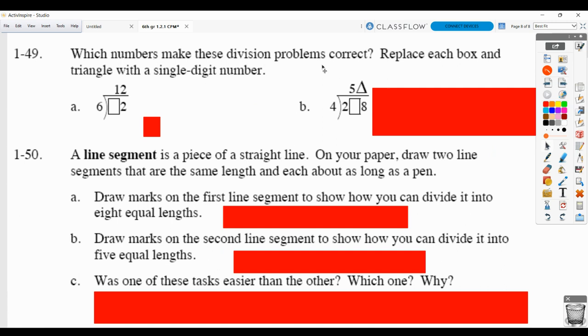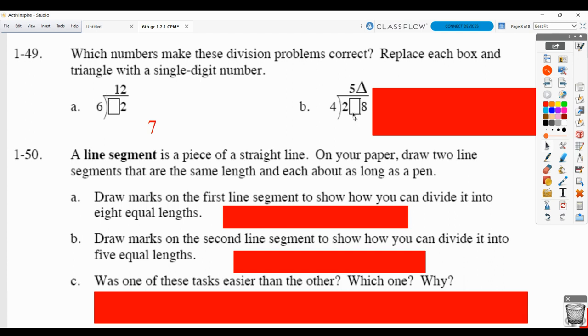Here, which numbers make these division problems correct? And you have to replace each box and triangle with a single-digit number. So the first one is easier. What digit would be in the tens place with a 2 in the ones place, so that if we divided it by 6, we get 12? And that answer would be 7, because 72 divided by 6 equals 12.